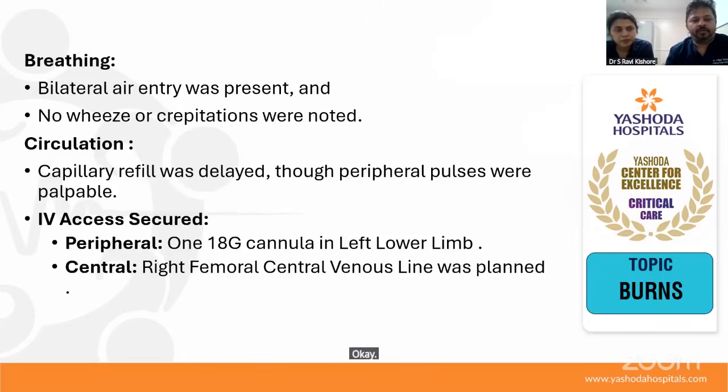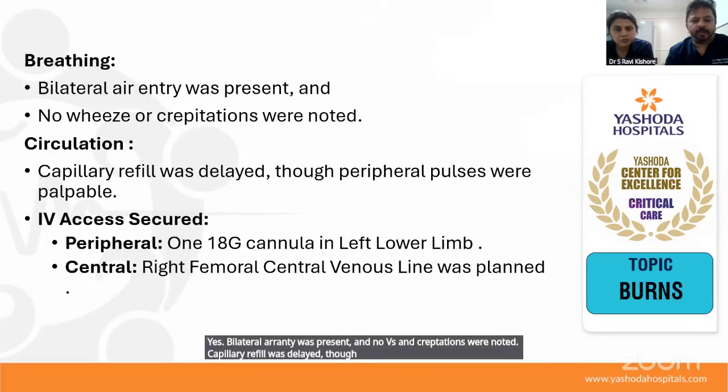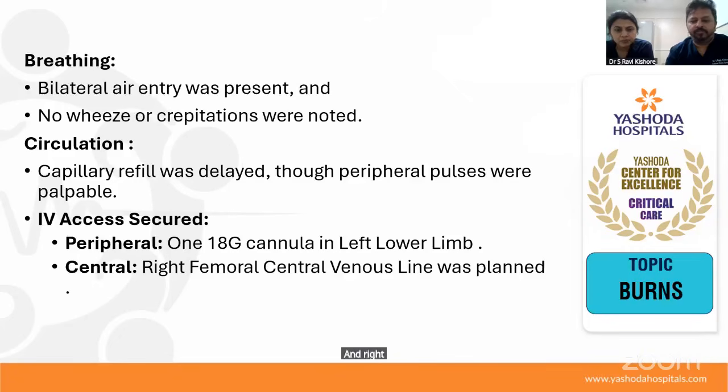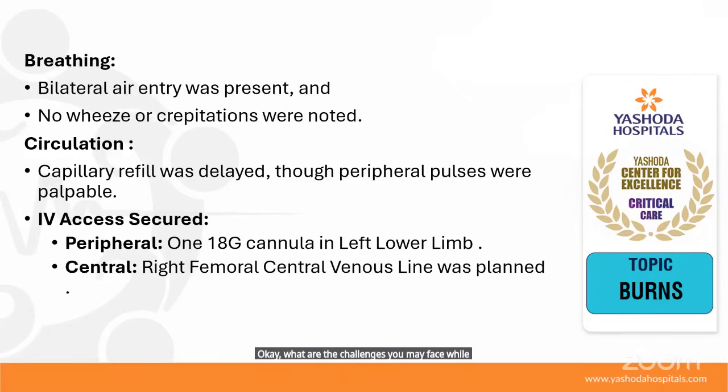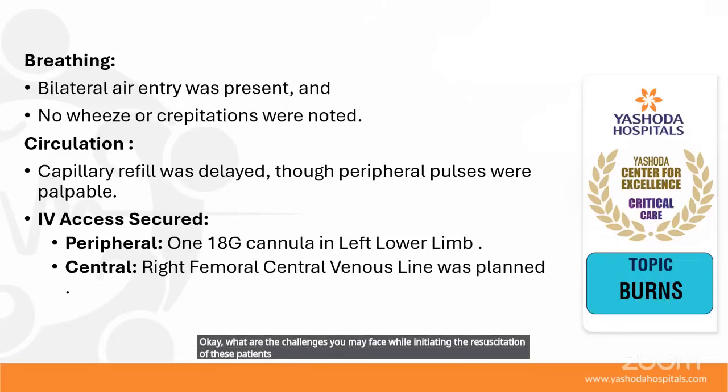Bilateral air entry was present and no wheeze or crepitations were noted. Capillary refill was delayed, though peripheral pulses were palpable. An 18 gauge IV cannula was secured in the left lower limb, and a right central venous catheter was planned. Okay. What are the challenges you may face while initiating the resuscitation of these patients, and what are the solutions?